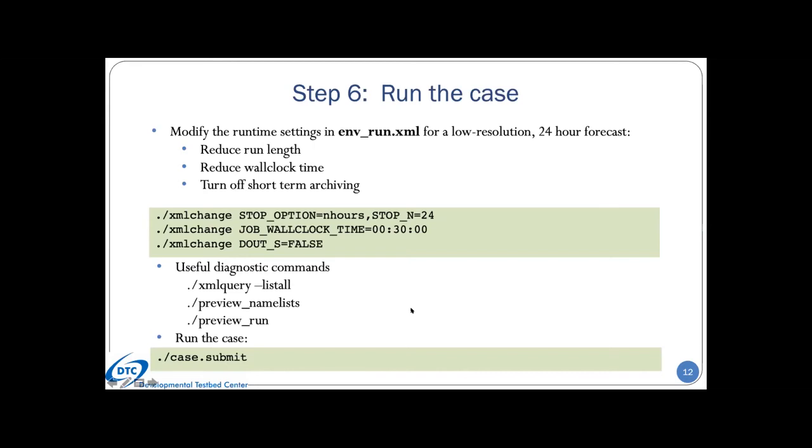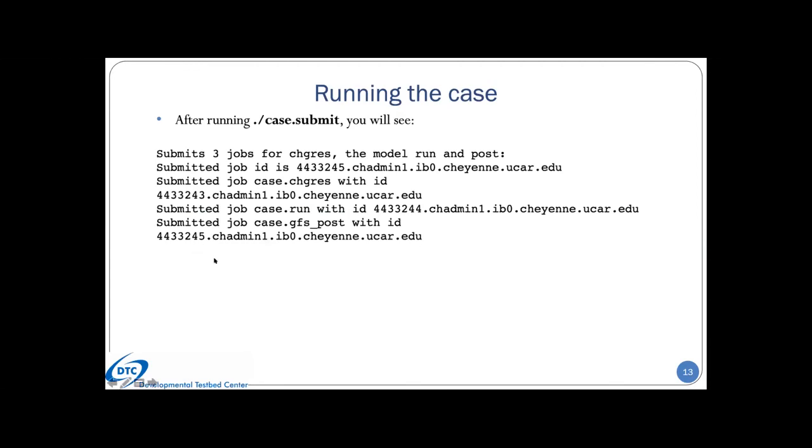And case submit is a script that will configure and submit three jobs, one for pre-processing, one for the model, and one for post-processing. And they will be submitted as dependent batch queue jobs. So one will wait for the previous one to finish before running. And you can watch them run in the batch queue and look at log files and such. So this is the output that you would see after you case submit. It will submit three jobs for change res, the model, and post.